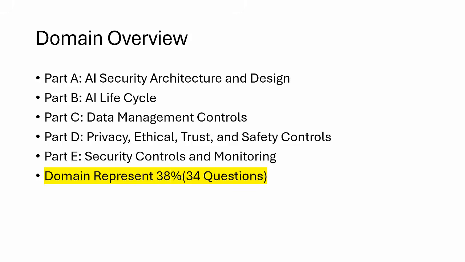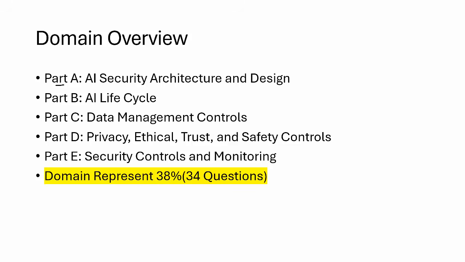So this domain is divided into 5 categories. Part A, AI Security Architecture. Part B, AI Lifecycle Management. Part C, Data Management Control. Part D, Privacy, Ethical, Trust and Safety Control. And Part E, Security and Control Monitoring.